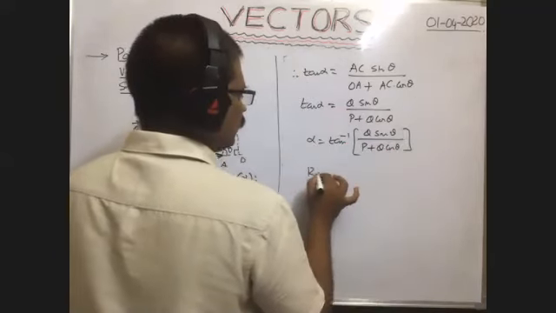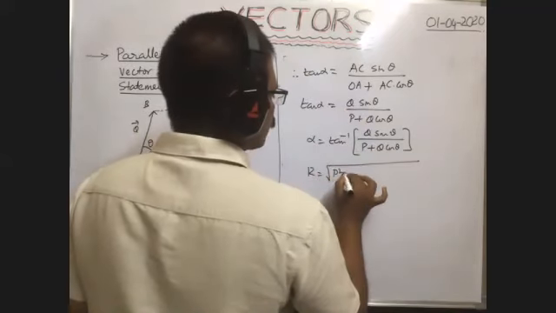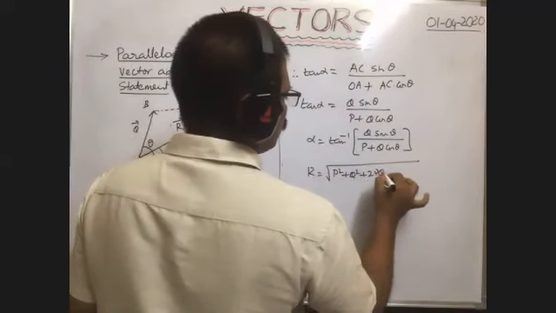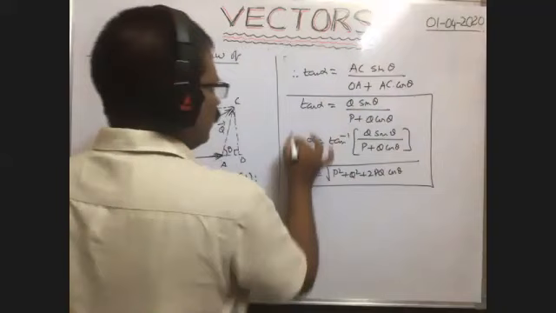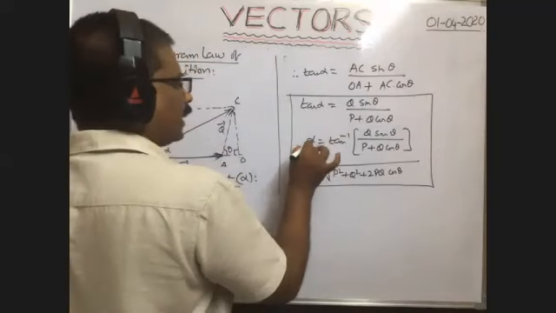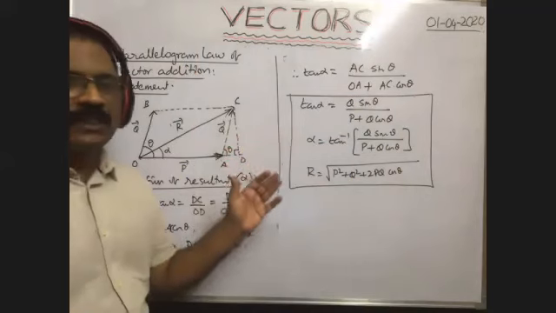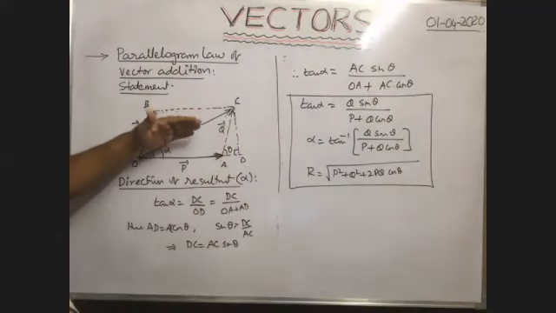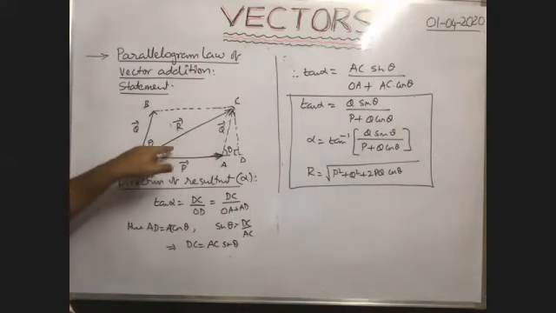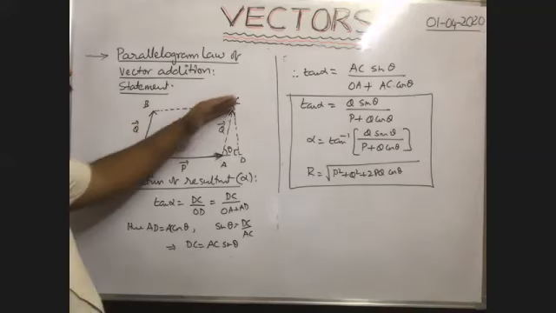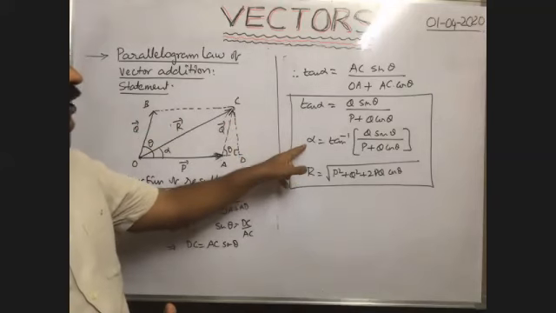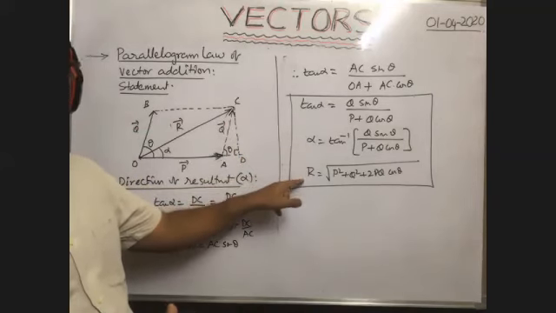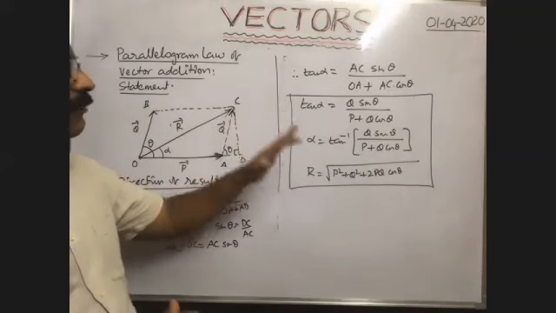The magnitude of the resultant R is equal to square root of P square plus Q square plus 2PQ cos theta. So these are the formulas for the magnitude and direction of the resultant. It is called the direction of the resultant because the resultant vector makes an angle alpha with P bar. If you know this angle, then we know the direction in which the resultant vector lies. That's why it is the direction of the resultant vector, and the other is its magnitude. So in this way, we can derive the formulas for magnitude and direction.